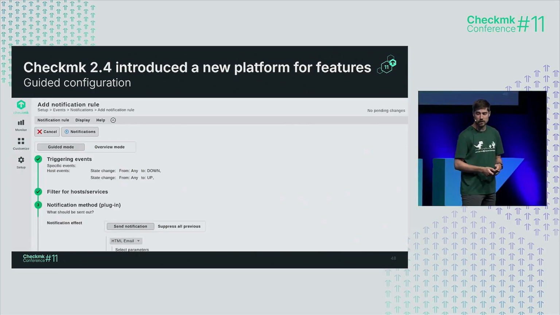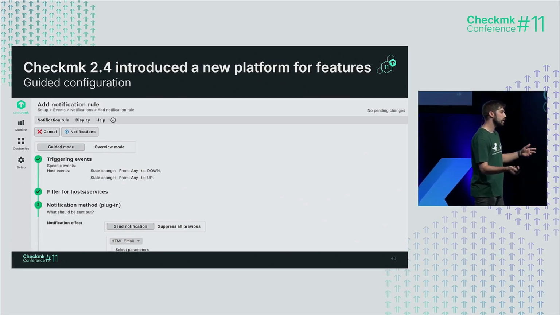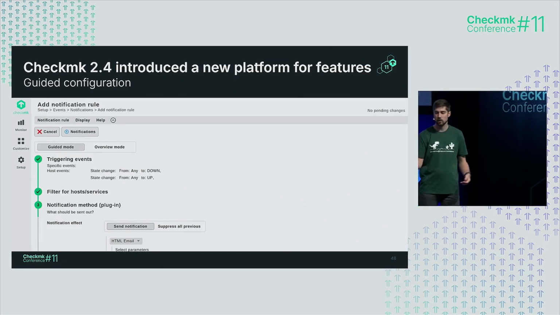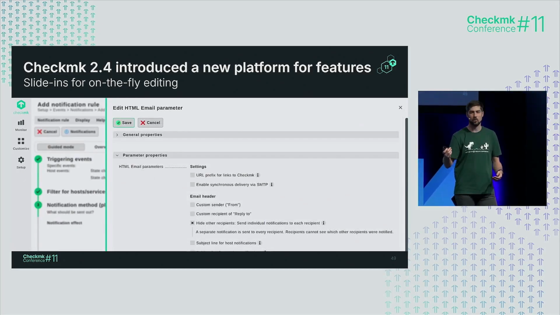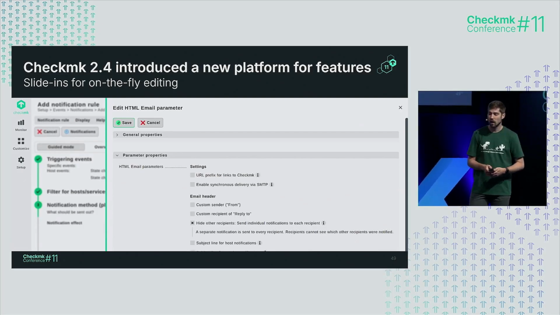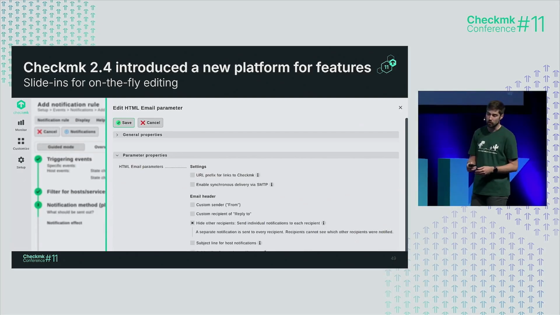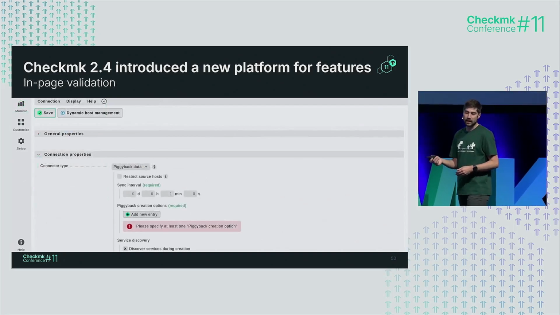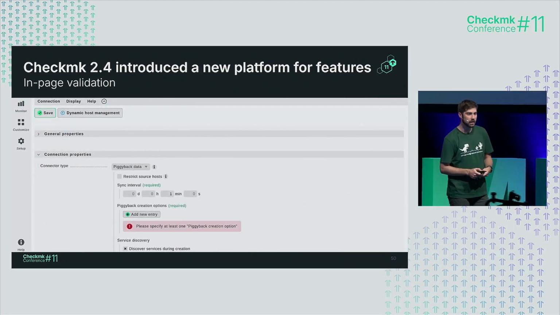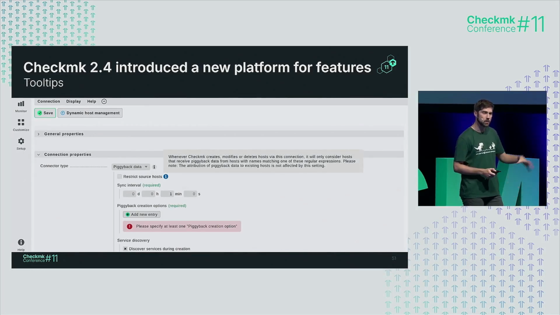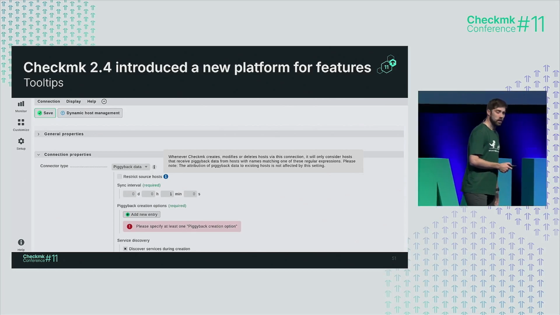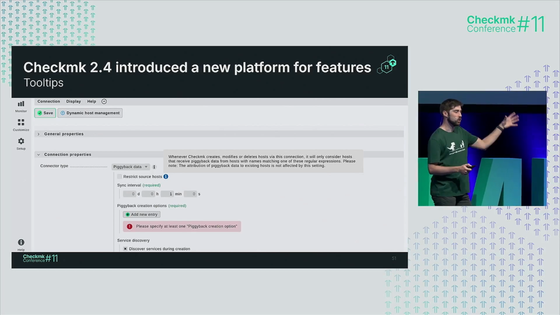The first one is the guided configuration. Something like the quick setup for AWS, as we saw, is built on the new platform. The second one is a feature like a slide-in that we now use for the notifications. And I spoke to some people, you're quite happy about it. Also, this was enabled by the new platform. Something like an in-page validation, where you basically know directly at the source where your problem in your configurations is, is powered by the new platform. As well as something like inline help that is actually at the right place using tooltips.